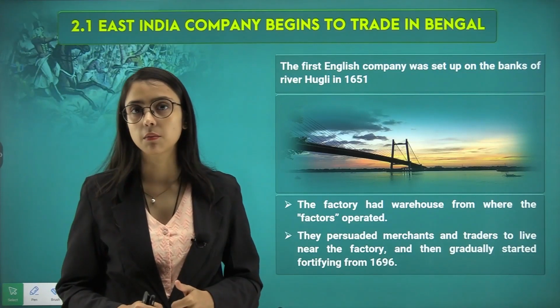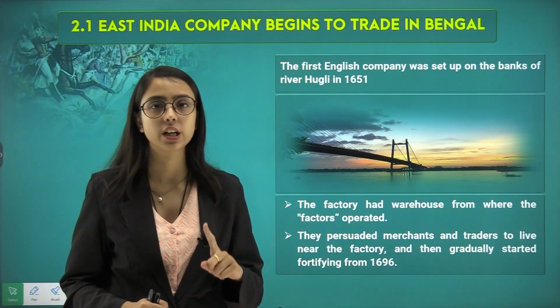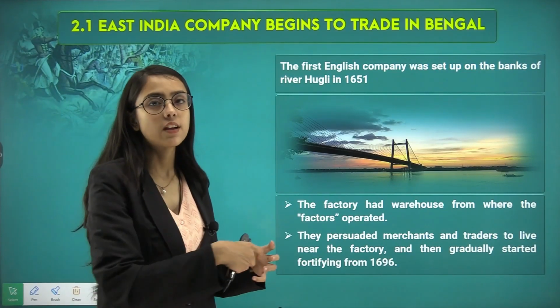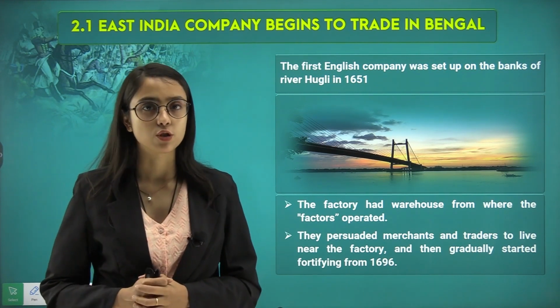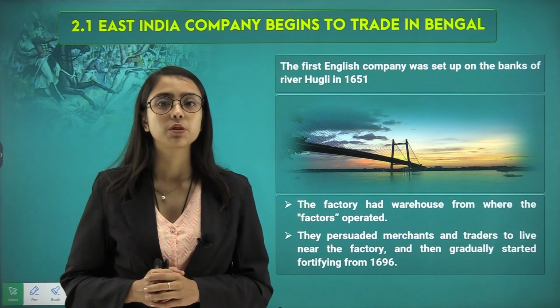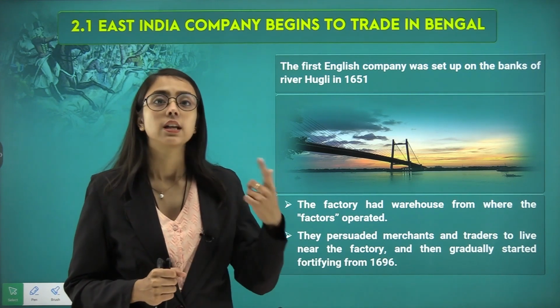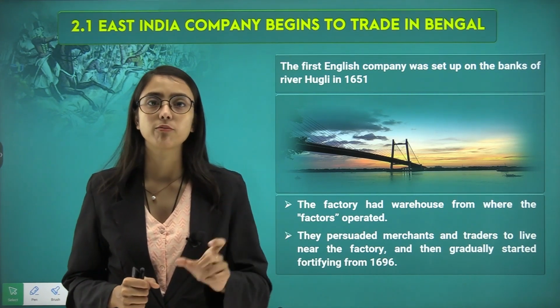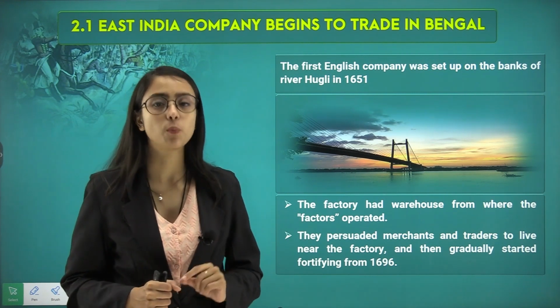So the East India Company first began its trade in Bengal. As the western coast was occupied by the Portuguese, the only option left for the English people was to trade in the eastern part, which was the Bay of Bengal. So they first reached Bengal.